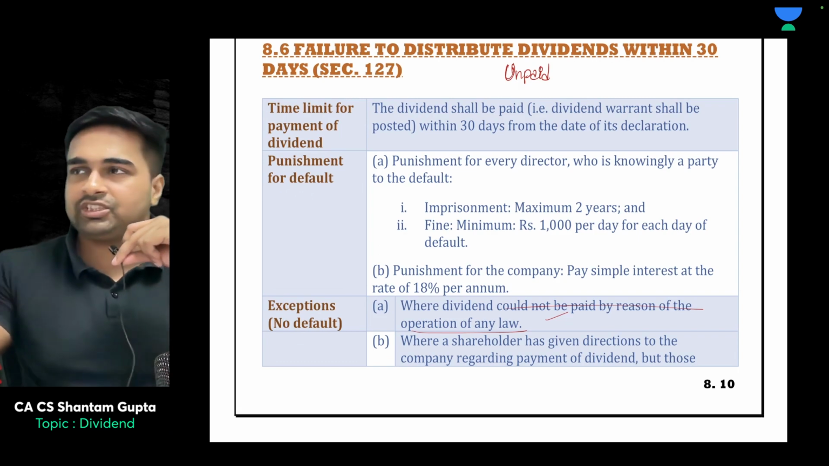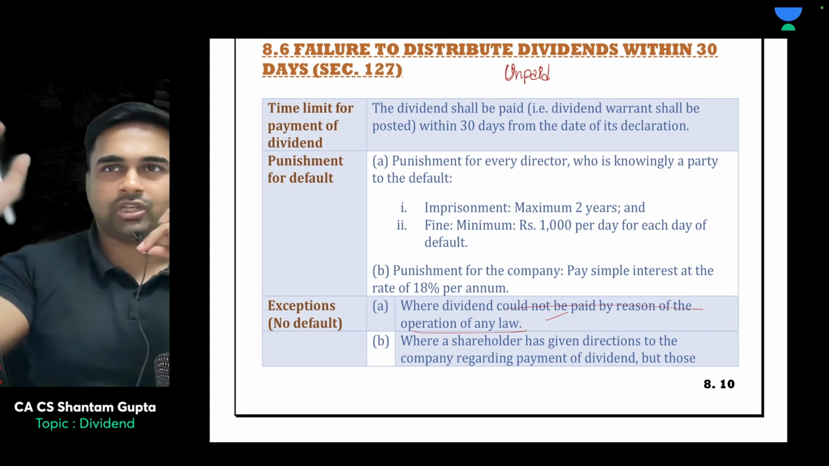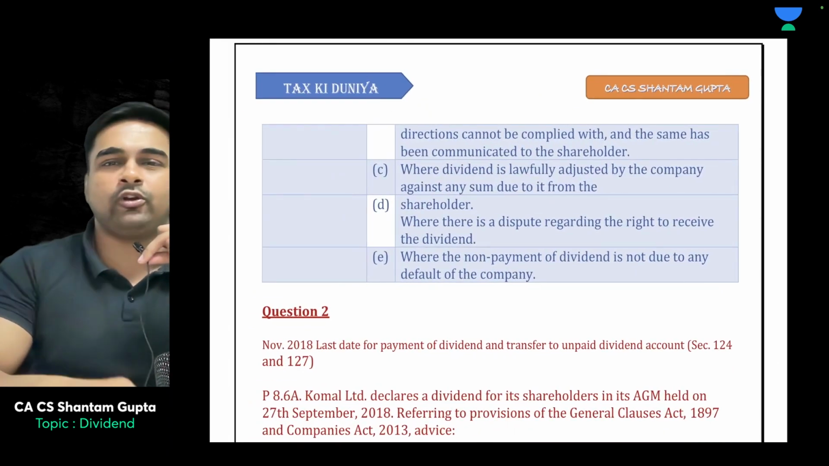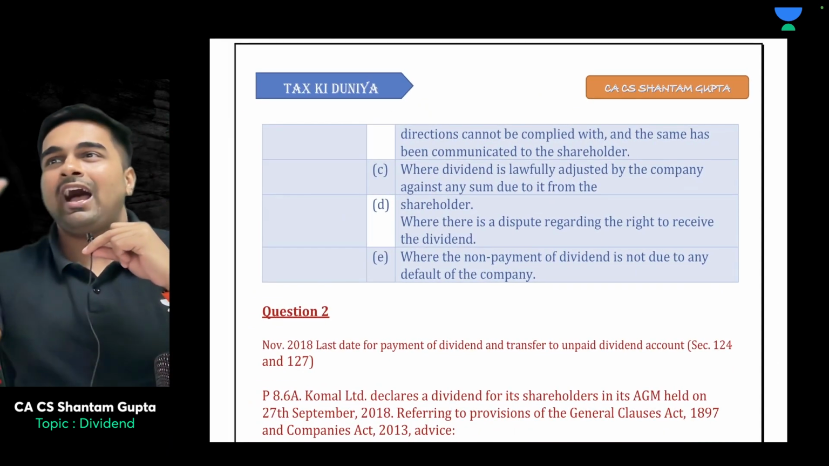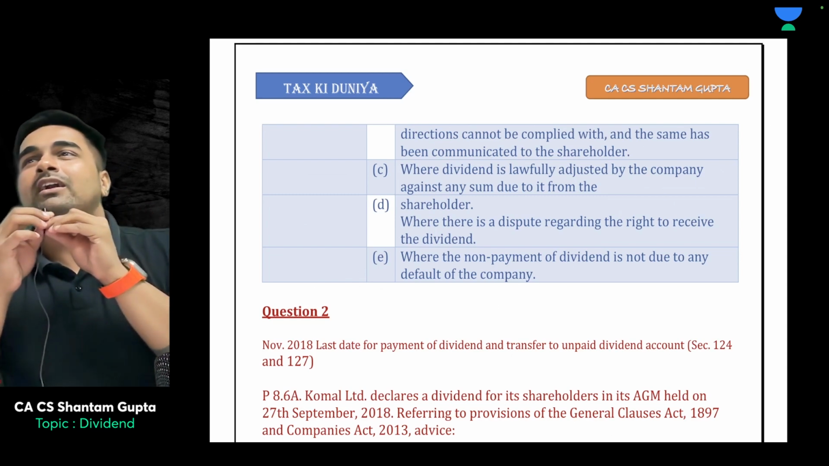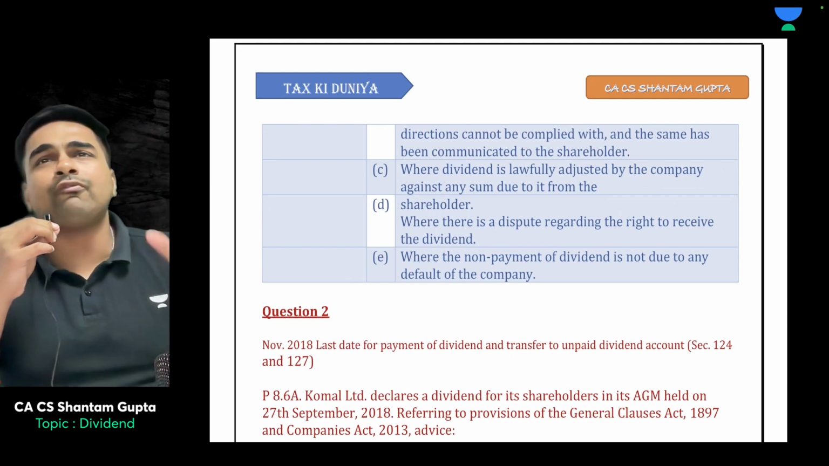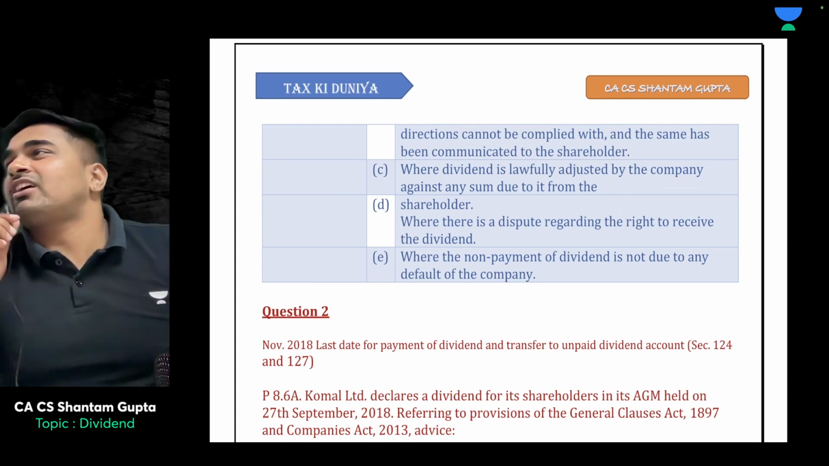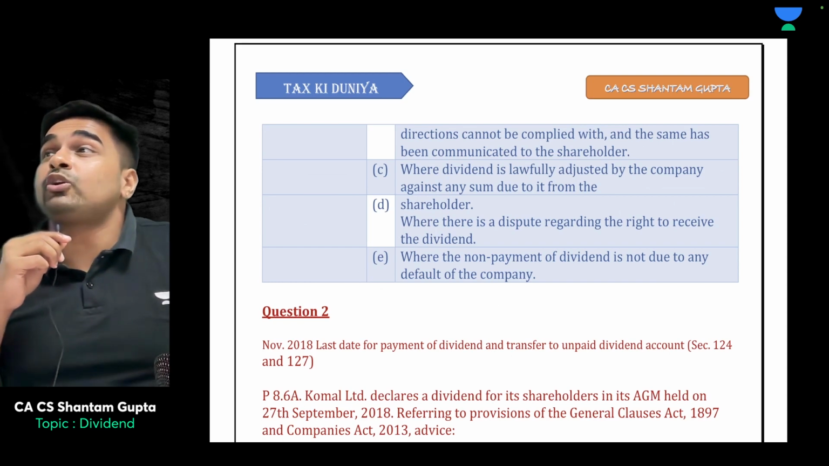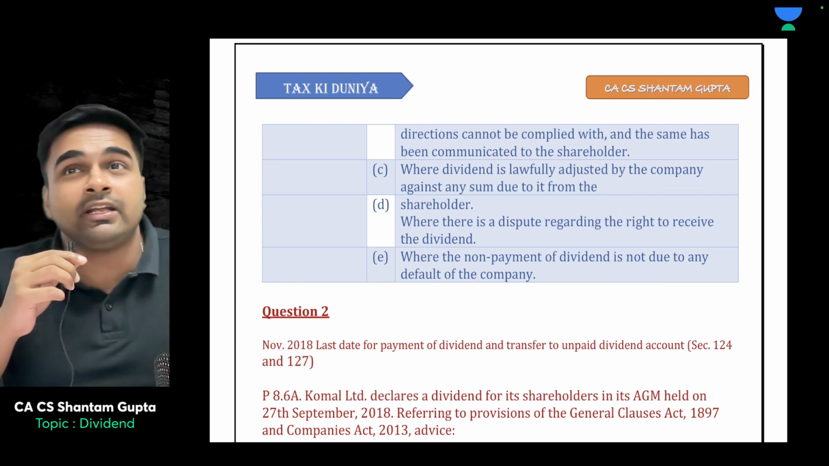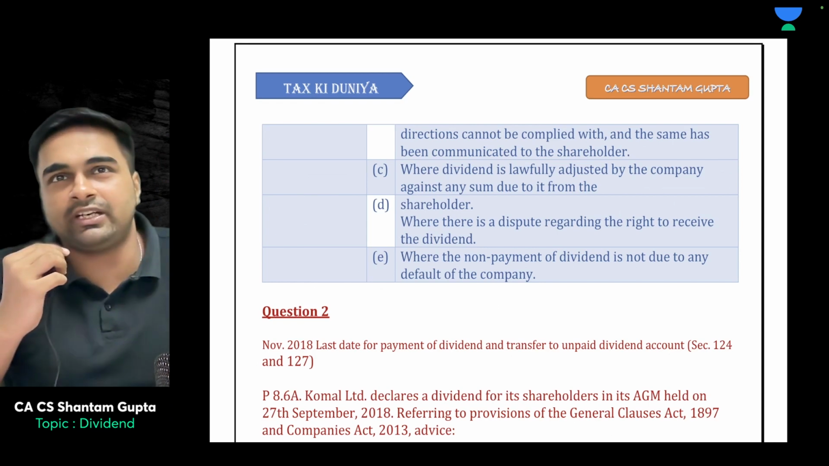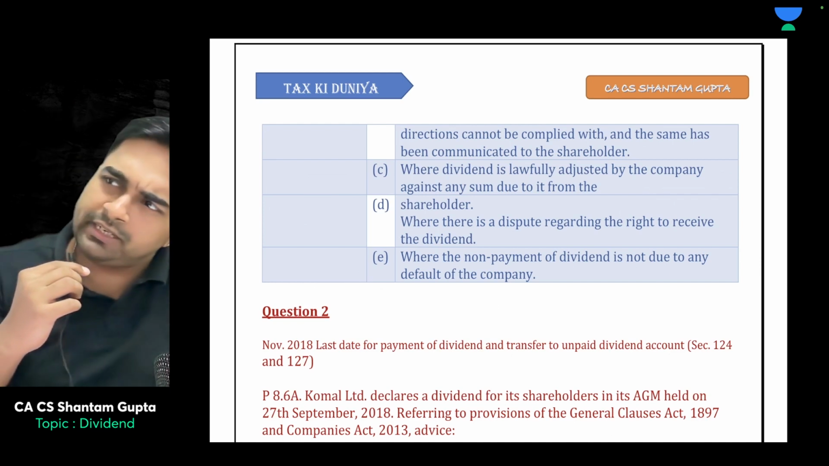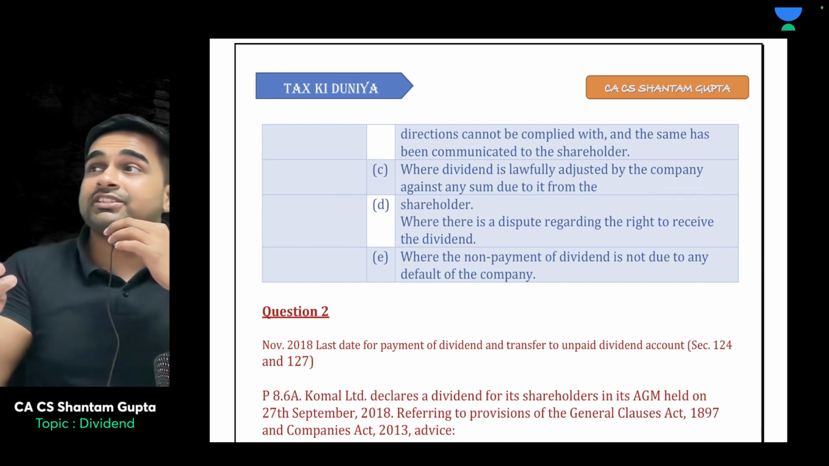Now, a shareholder has given the company some instructions, and these instructions are something which the company cannot follow. For example, I am an Indian shareholder, but I am currently traveling to a foreign country. Let's assume Russia. So I am instructing the company that I want payment not in INR, I want payment in Russian ruble because I am outside India. Company does not want to comply. Can they hold the dividend on that part? Yes. Because it is a direction that you are giving.